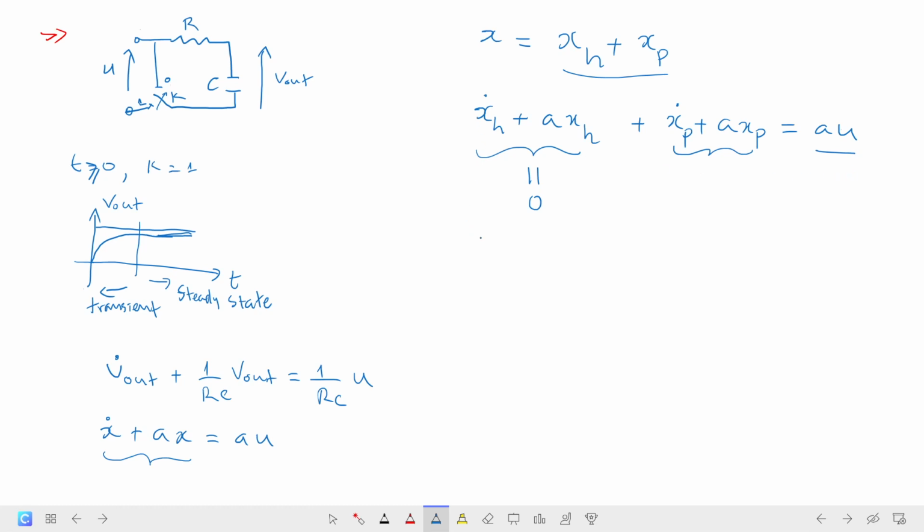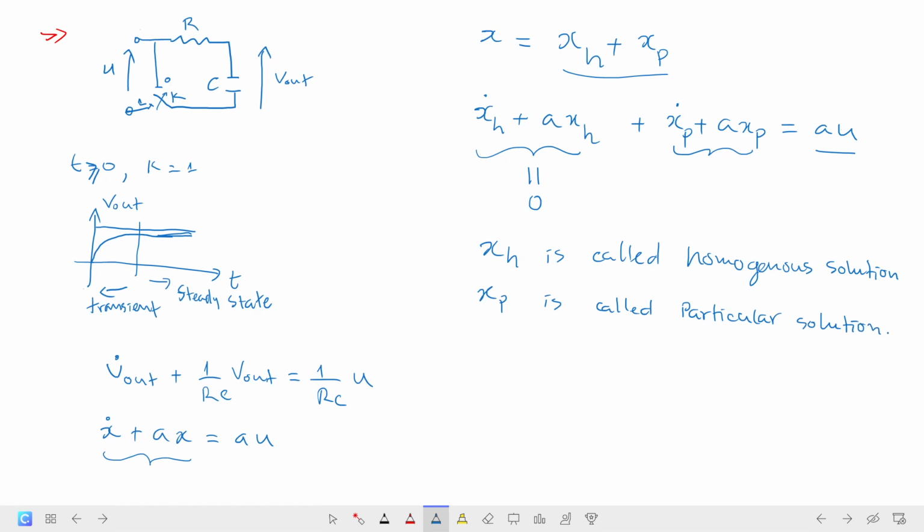Then we call that H A is called the homogeneous solution, and H P is called the particular solution. So particular solution means you can pick any very specific one that is responsible to equate the right hand side. And homogeneous means a family of solutions. You can have a very big family of solutions as long as these terms cancel out themselves. That is the main idea.